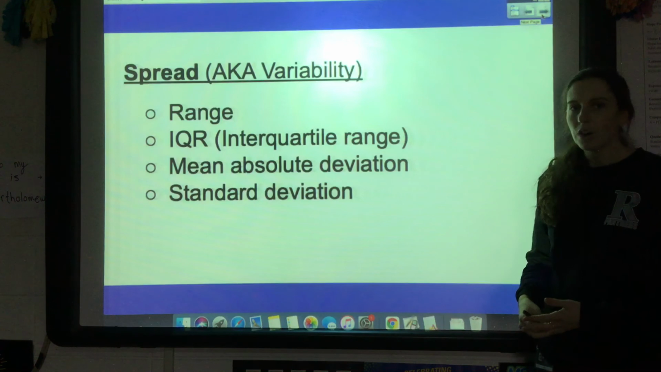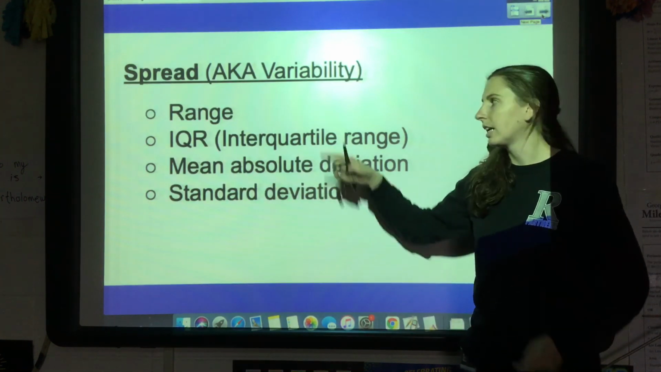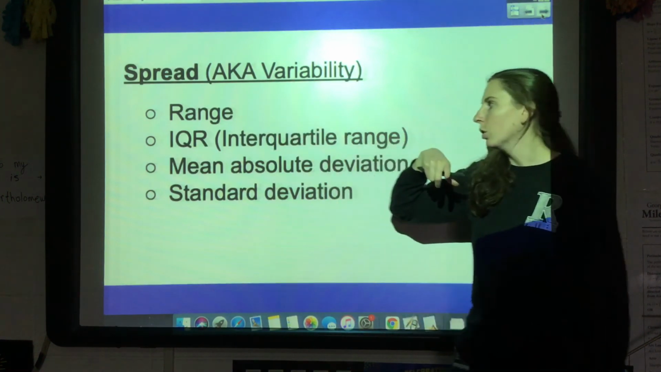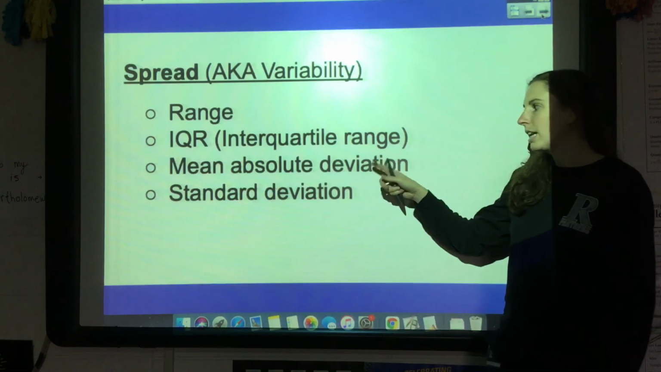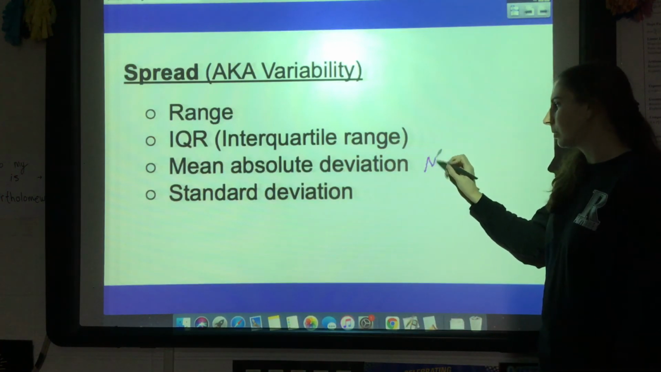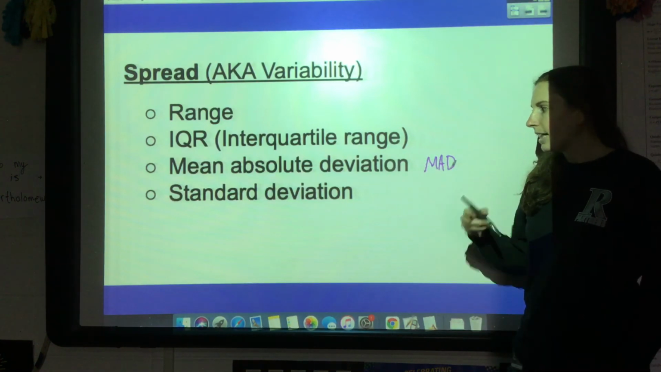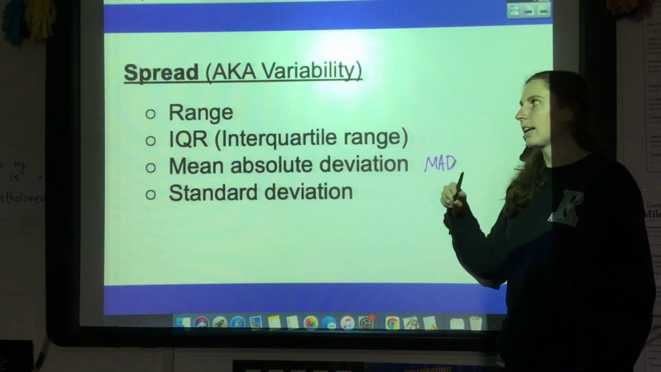All right, so there are 4 ways to represent spread that we're going to talk about. There are actually more, but we're going to hit these 4. Range, which you've probably heard of before. Interquartile range, which you've also probably heard of before. Mean absolute deviation, which is sometimes called MAD, which you may not have heard of. And then standard deviation, which is actually an Algebra 2 thing, but we're going to go ahead and cover that now.